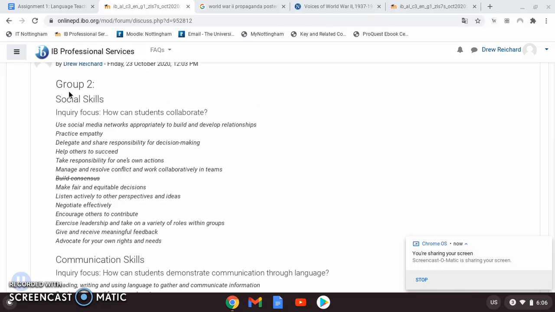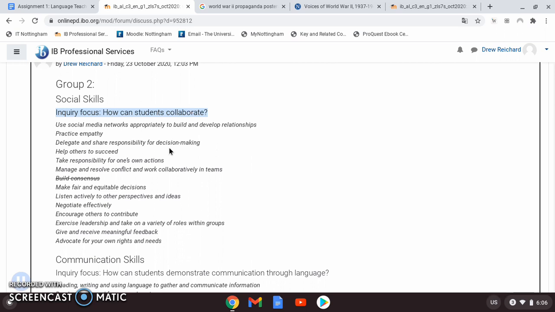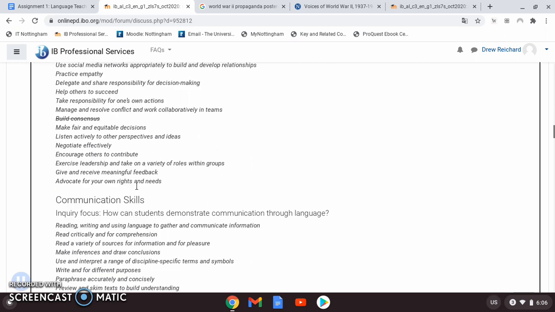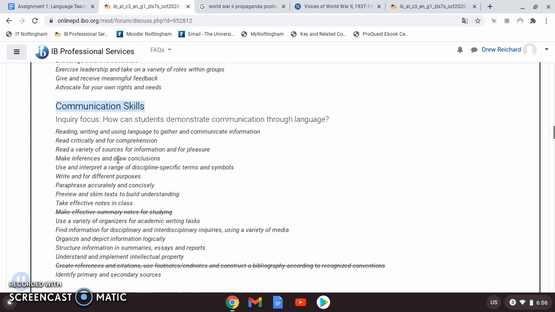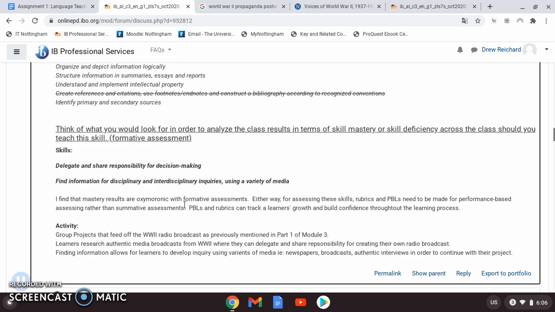So I'm going to focus on the ATL skill of social skills and how students collaborate, which I think continues ATL and works very well for communication skills as well, or my project-based learning for developing inquiry via a radio broadcast that leads up to the final assessment of a World War II radio broadcast.